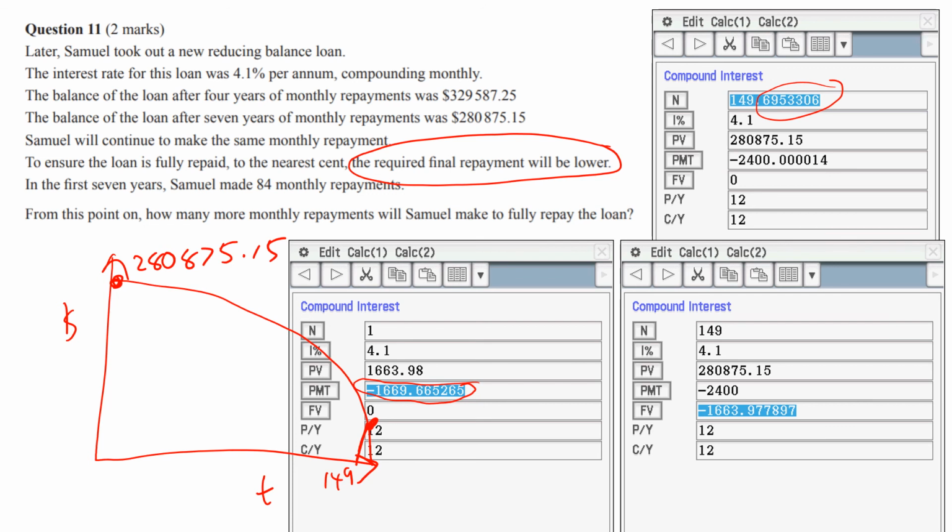it's 1669.67. So if they asked you what is the amount of the final repayment, you go 1669.67, like that. So surprising they didn't actually ask it, but it's good to know that you can actually calculate that final repayment. It is a common question. I just want you to put it out there how to do it on the Financial Solver.